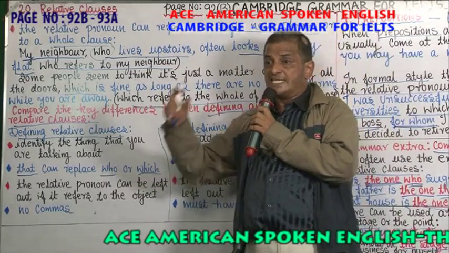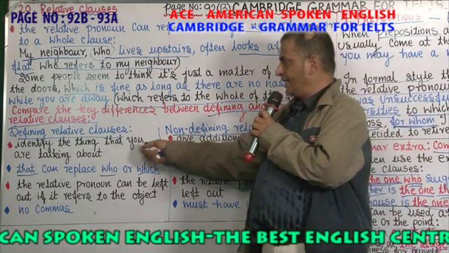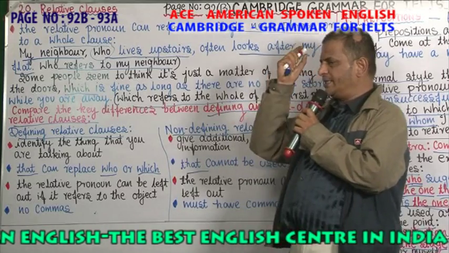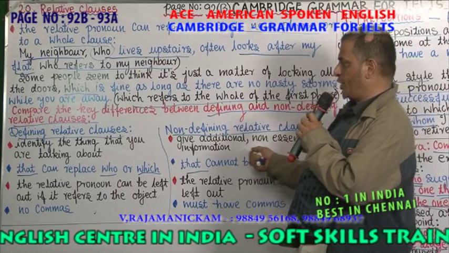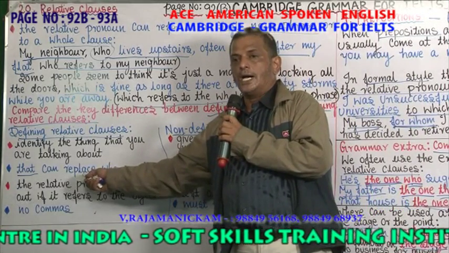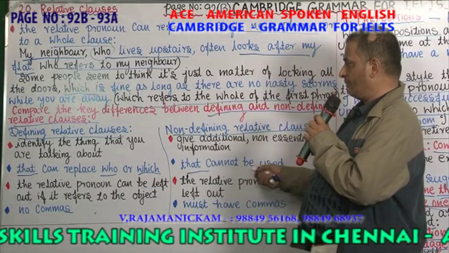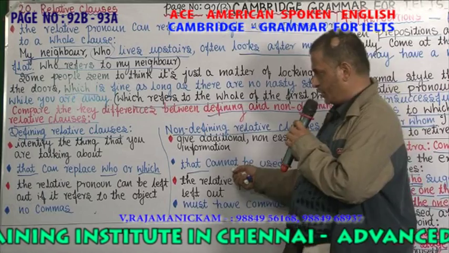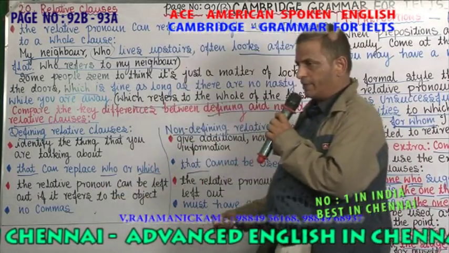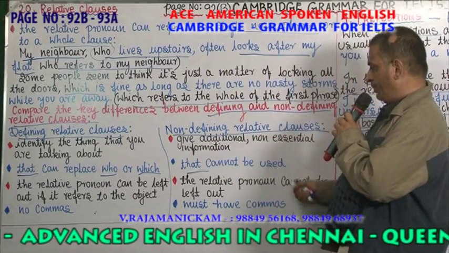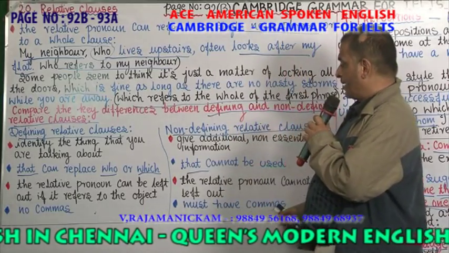Defining relative clause says the important matter about the noun, identifying the thing which you are talking about, it tells exactly. But non-defining relative clause gives additional information. You are supposed to use that instead of who or which in defining relative clause. In non-defining relative clause, you are not supposed to use that. And here, the relative pronoun can be left out if it is mentioning the object. No commas in defining relative clause; non-defining must have commas.